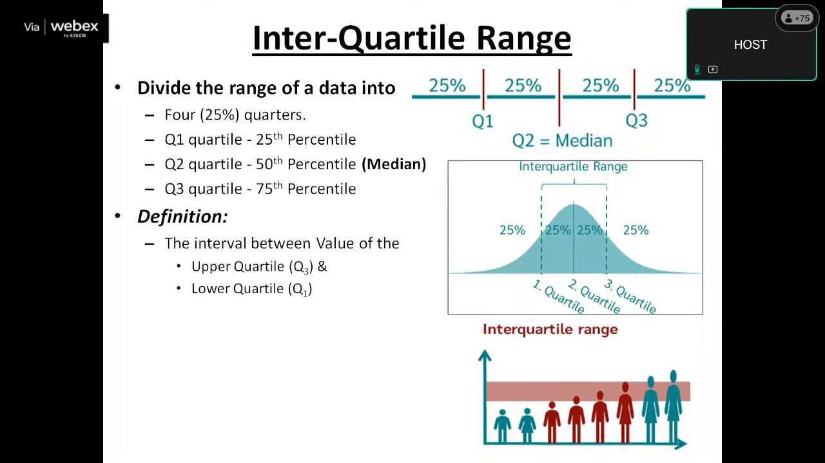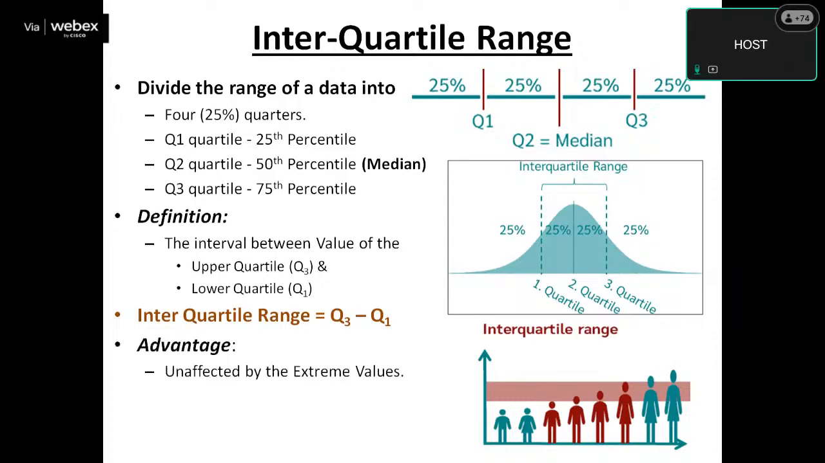So what is the interquartile range? It is the interval between the value of the third quartile and the first quartile, so the upper quartile and lower quartile. So the interquartile range is equal to Q3 minus Q1. What is the advantage? It is not affected by extreme values. We only take into consideration the middle 50% of the values. But again, it is a disadvantage also, because we cover only the middle 50% of the observations.